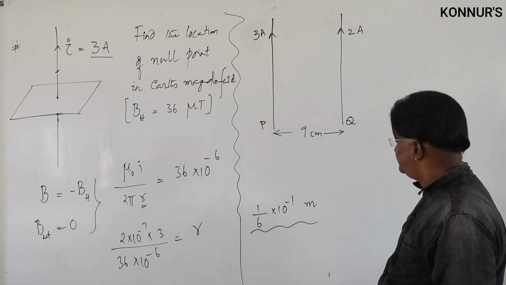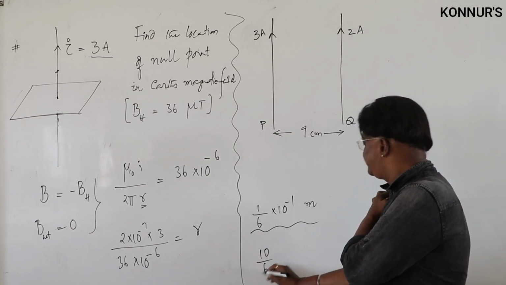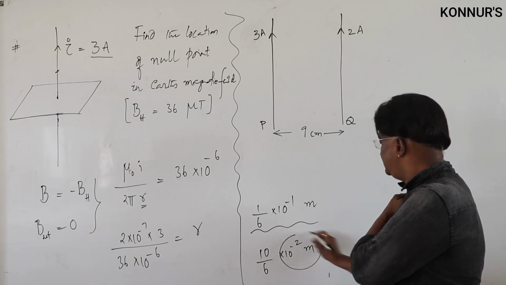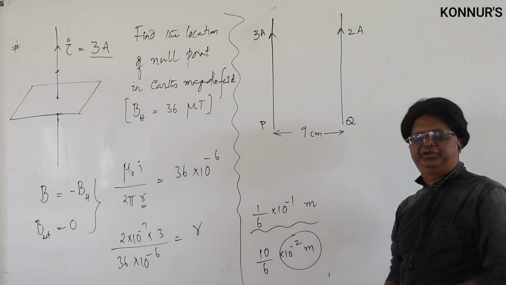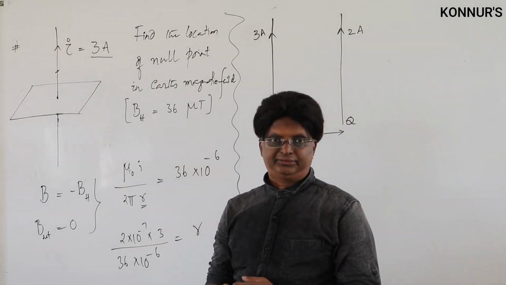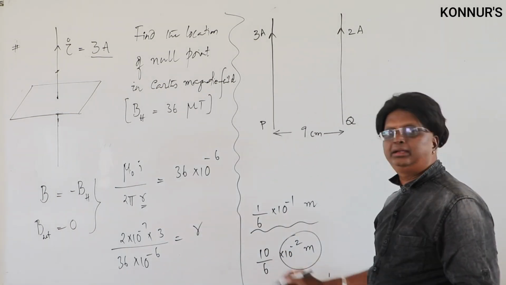1 by 6 into 10 power minus 1, I will write it as 10 by 6 into 10 raised to minus 2 meter, which will become centimeter, right? So the answer is 10 by 6 centimeter. We got the distance. But the point is about the options. Simply the distance given, then the number is 10 by 6.